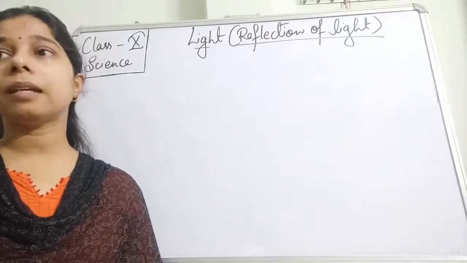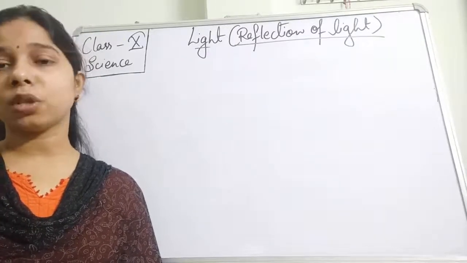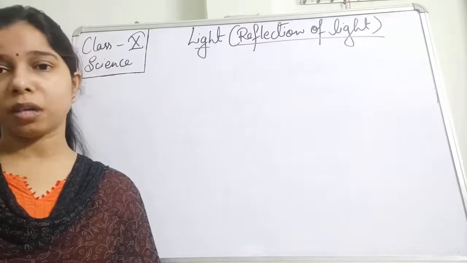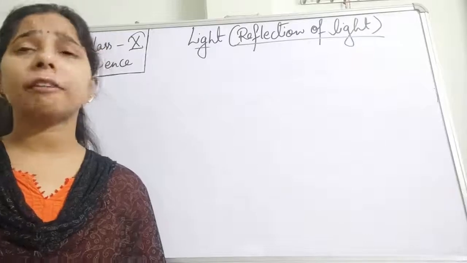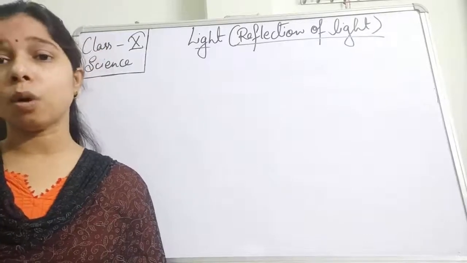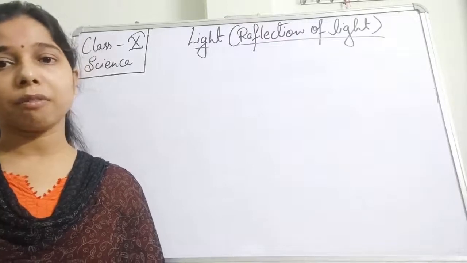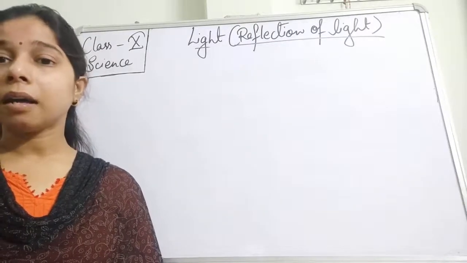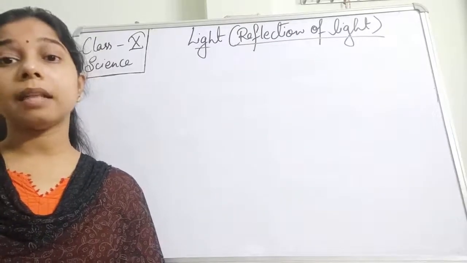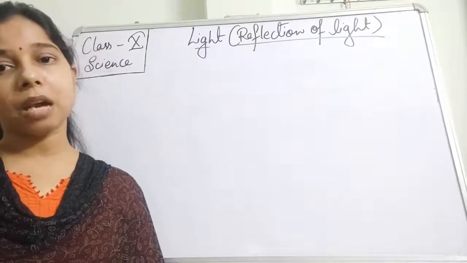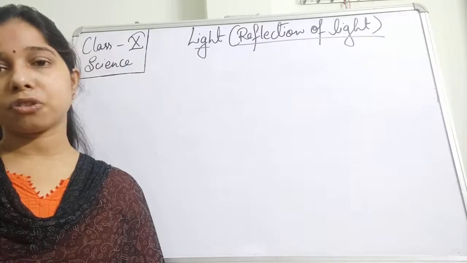The next property is that the size of the image formed is equal to the size of the object. It means the image is not bigger or smaller; it is always equal to the size of the object. And the image formed is laterally inverted. So these are some of the properties that we discussed in the previous section.